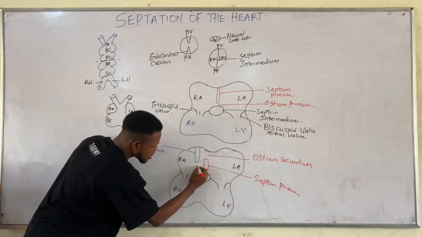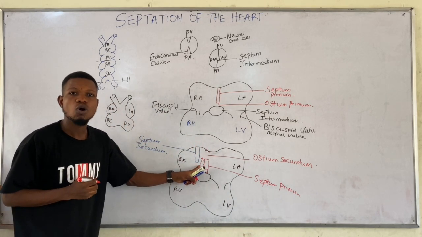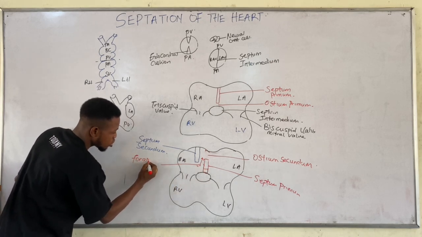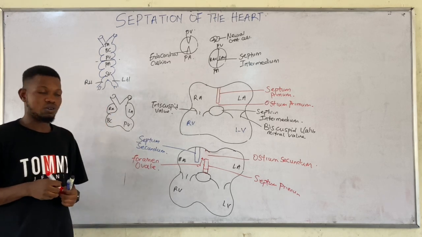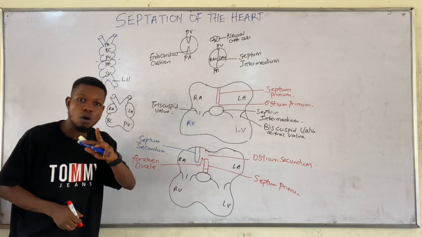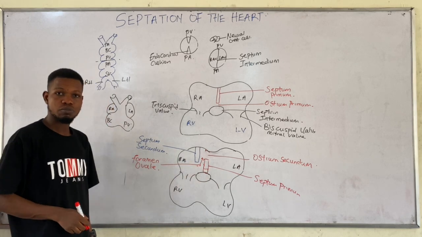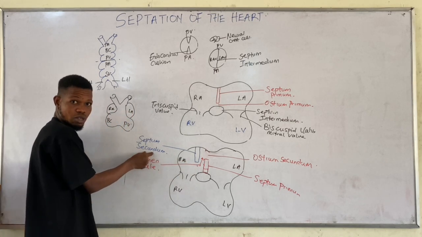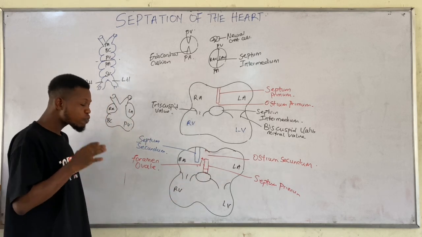So this space here formed is what we call the what? Foramen ovale. Yeah, foramen ovale. That is the name of the space formed between the septum secundum and the septum primum. Do you get the space formed between the lower ridge of the septum secundum and the upper ridge of the septum primum? That's the name of the foramen ovale.